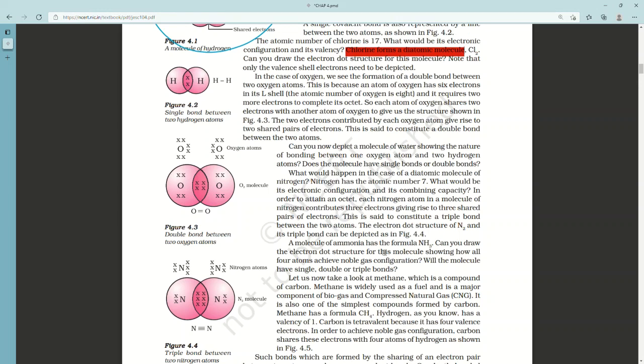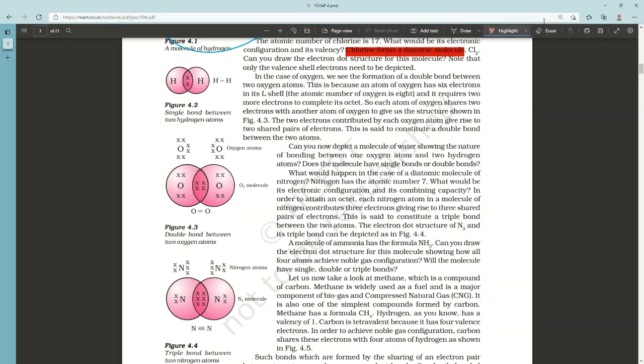figure 4.3. The 2 electrons contributed by each oxygen atom give rise to 2 shared pairs of electrons. This is said to constitute a double bond between the 2 atoms. Can you now depict a molecule of water showing the nature of bonding between 1 oxygen and 2 hydrogen atoms? Does the molecule have single bonds or double bonds?